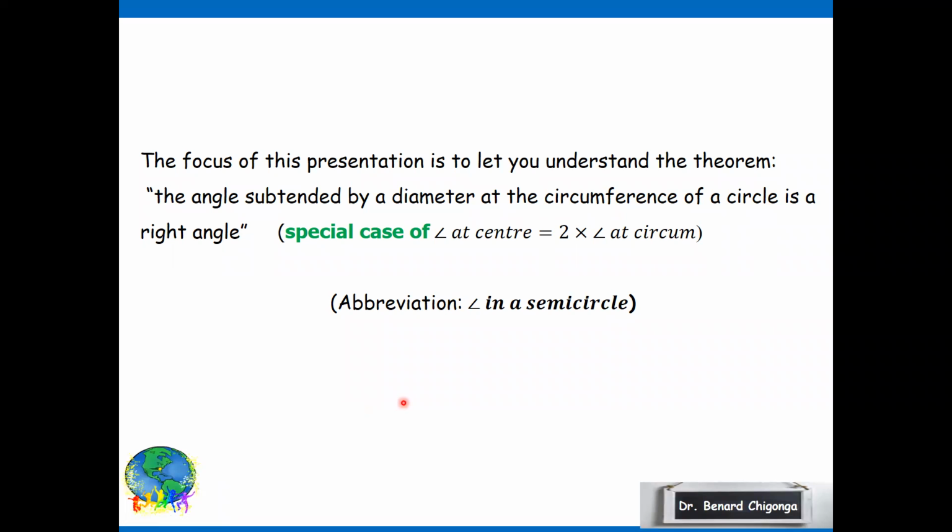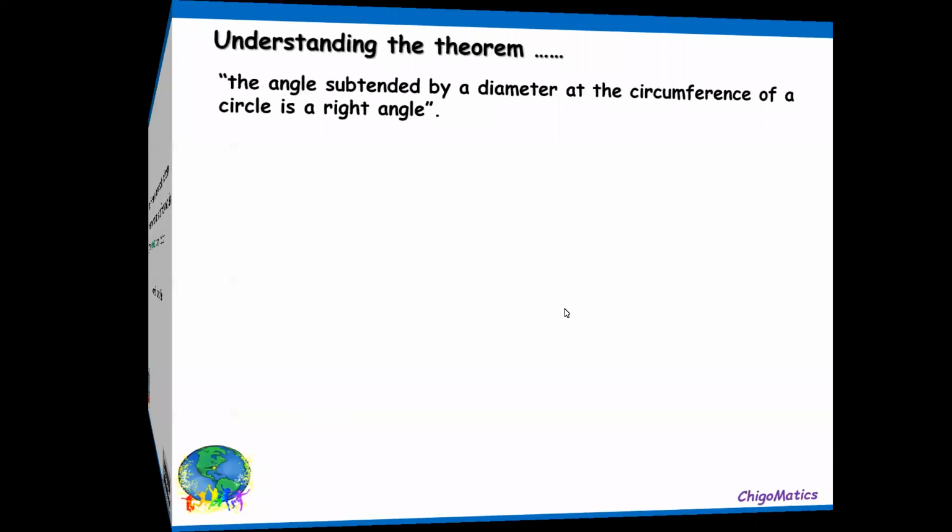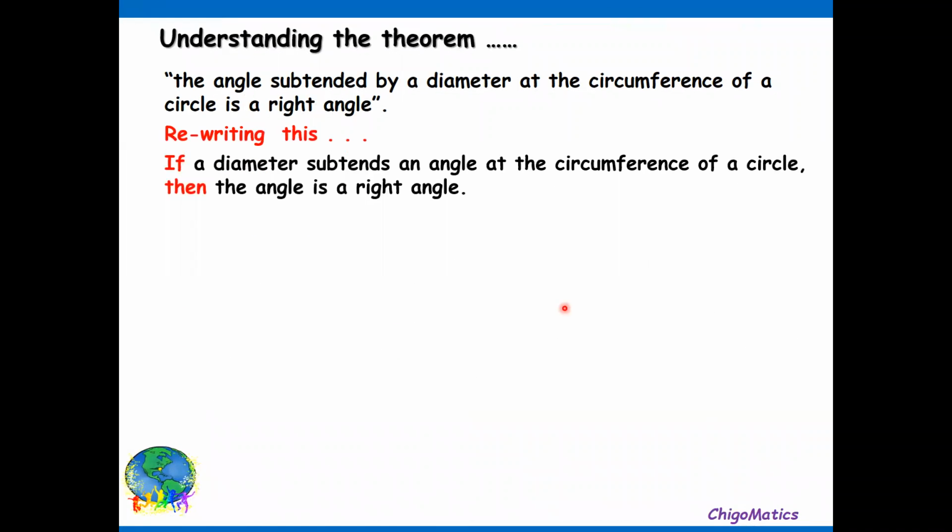The focus of this presentation is to let you understand the theorem. The angle subtended by a diameter at the circumference of a circle is a right angle. This is a special case of angle at center is equal to twice angle at circumference. This is the abbreviation. Understanding the theorem.